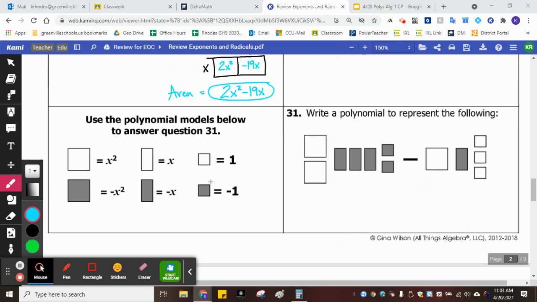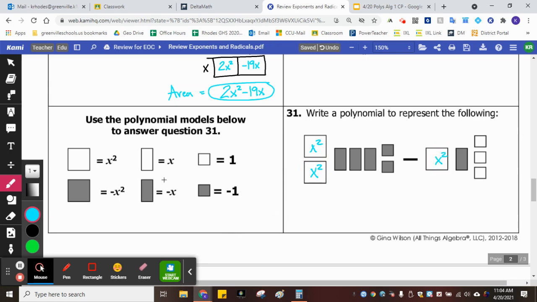All right, 31 is something like the EOC could throw at you. It's something you've never seen before. It looks completely weird, but if you can logic your way through it, it's something you've done before. So write the polynomial represented from the following. Each white square of this size is x squared. So this white square is x squared, x squared, x squared.